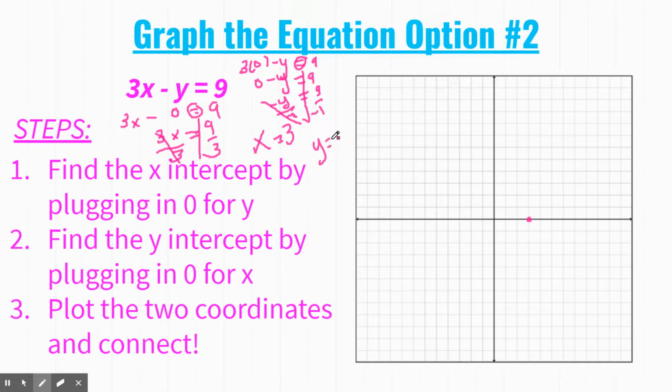Y equals negative 9. So now I go over here and I'm going to plot 1, 2, 3, 4, 5, 6, 7, 8, 9. All right, and then what I would just do is connect the 2 dots now. And there's my line. Either method works. You're going to pick which one you like best. Pause now if you need to continue working this.